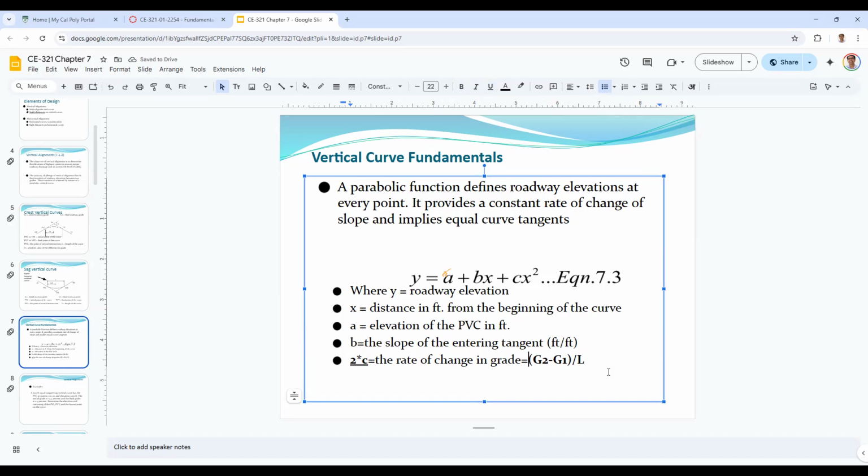Okay, so that's another formula that can help you derive the value for C. If you want to derive the parameter C, it'll be equal to G2 minus G1, divided by 2 times L. So you can just divide that by 2L, and that gives you the value for the parameter C. So what we did here in just a few minutes is derive what A means in the context of the curve, what B means in the context of the curve, and what C means in the context of the curve.